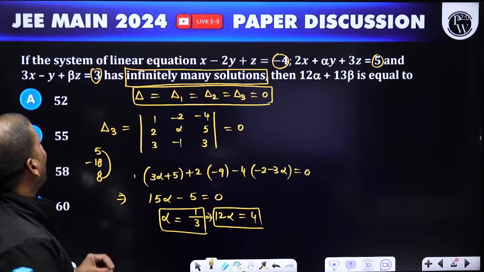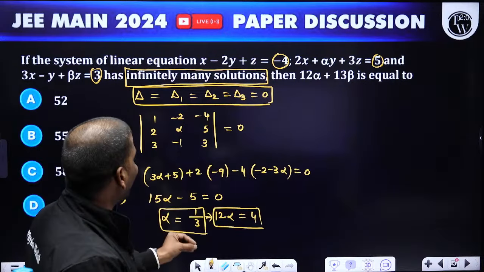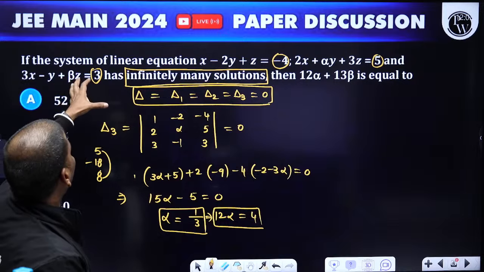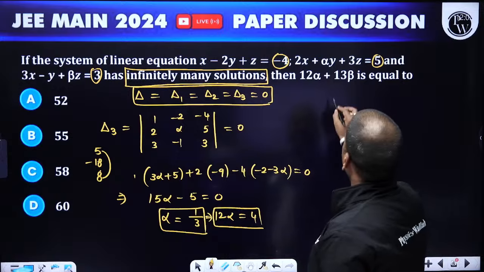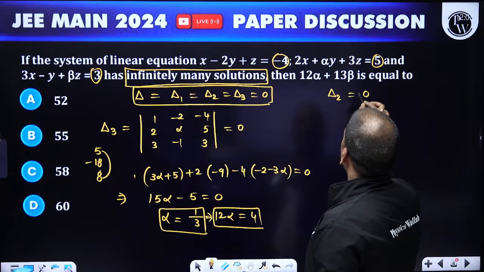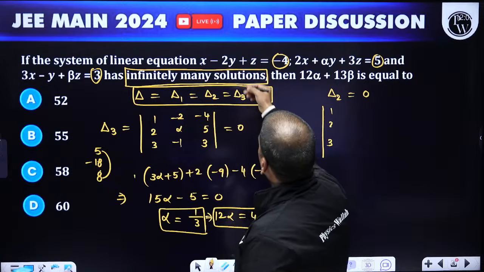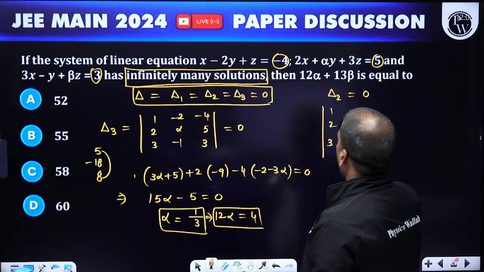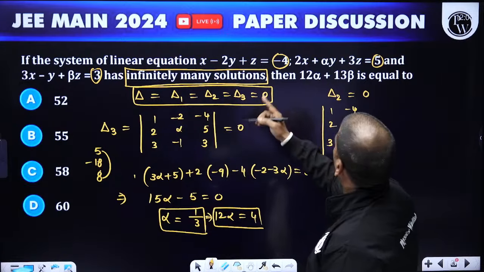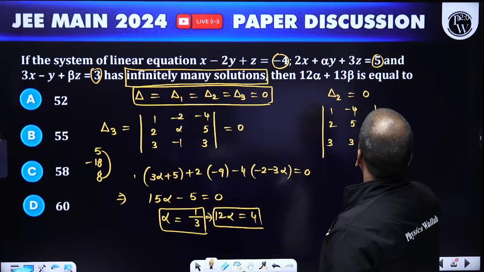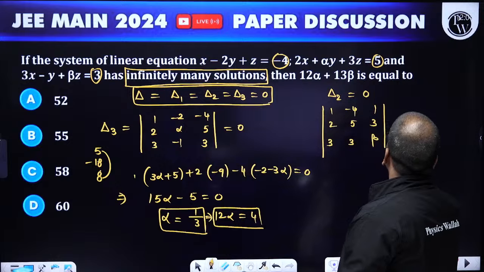Right? Similarly, let us use another logic. What is the other logic now? Let us consider the determinant which contains only beta. So that means I will take delta 2. Delta 2 is also 0. Delta 2 means 1, 2, 3. The second column will be replaced by the constant matrix, 4, 5, 3. The third stays as it is. What is the third? 1, your z coefficient 3, your z coefficient beta. So that you would get beta directly.